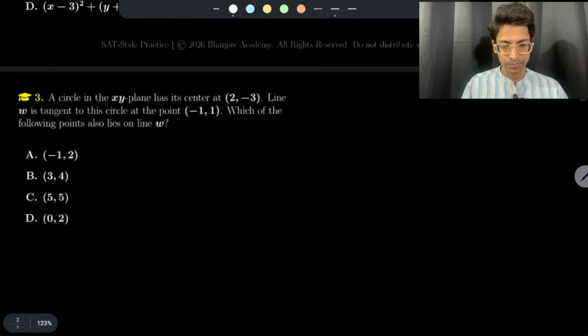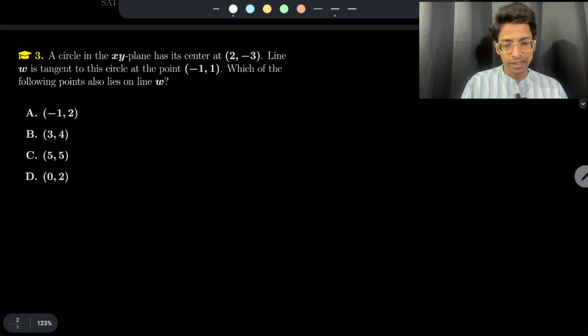The first problem. A circle in the xy plane has its center at (2, -3). Line W is a tangent to the circle at the point (-1, 1). Which of the following points lies on the line W?